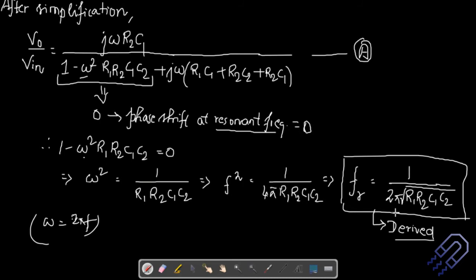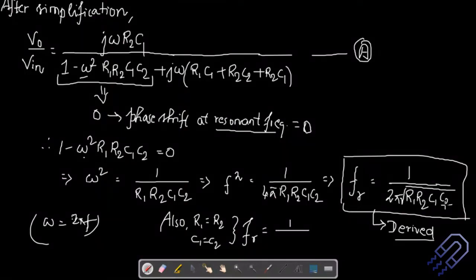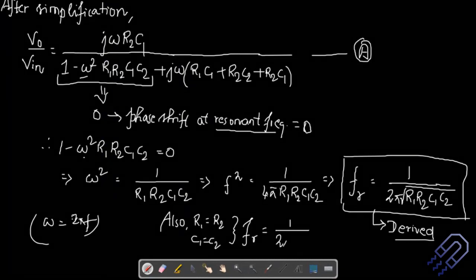Here also one more thing we can do. If R1 is equal to R2 and C1 is equal to C2, then you can find out the resonant frequency. R1 R2 will be R square, and C1 C2 will be C square. So it is 1 by 2 pi RC. That's quite obvious, quite trivial.